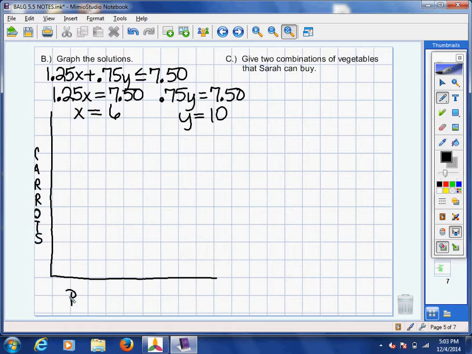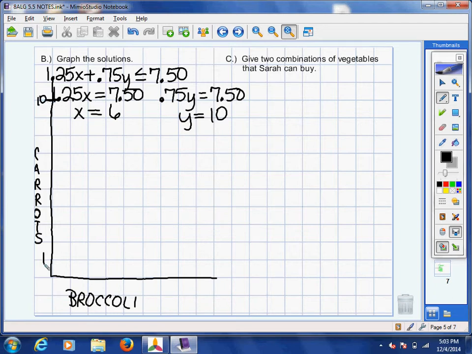And then the x-axis, remember, that's your broccoli bunches. Okay? And let's go ahead and graph them. I think I'm going to definitely go by 4, 5, 6, 7, 8, 9. Yeah, I'll go by ones, I guess, for each axis. This is 10 way up here on the y.